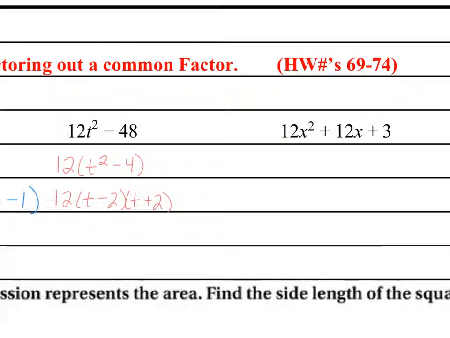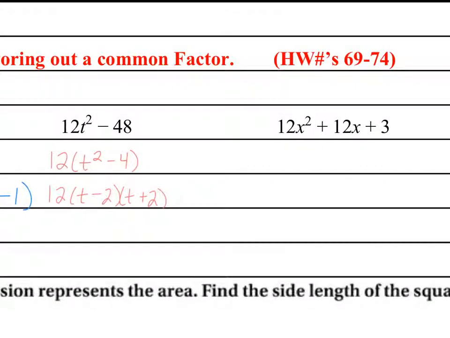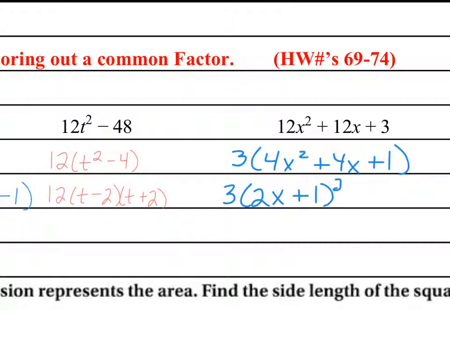Okay, and then the last one, you can factor a GCF of 3. So it'd be 3 times 4x squared plus 4x plus 1. This is a perfect square trinomial like we saw on the front. So it would have to be 2x plus 1 squared, because 4 is a perfect square and so is 1.